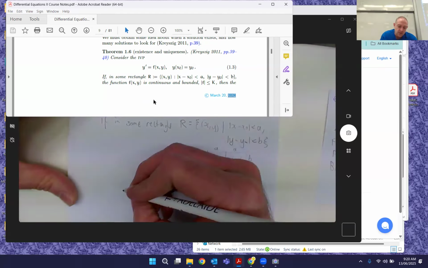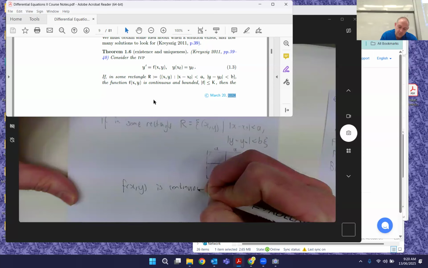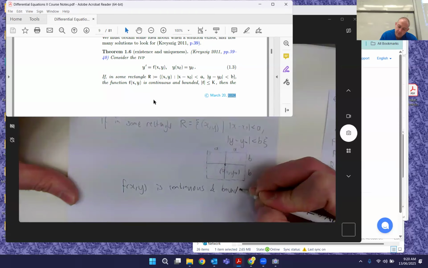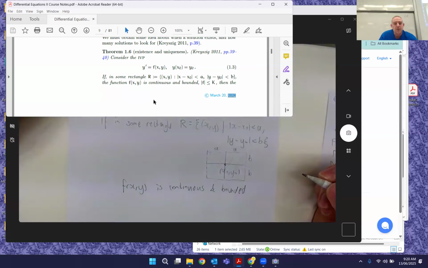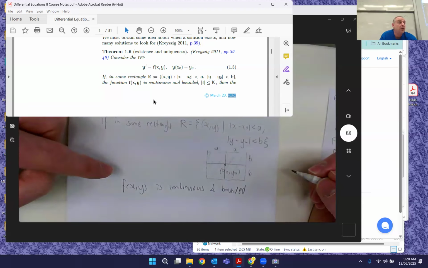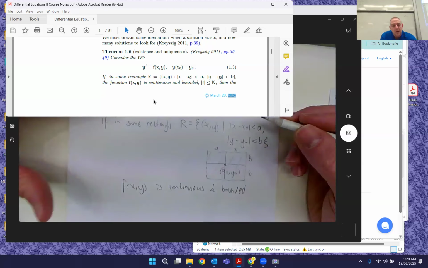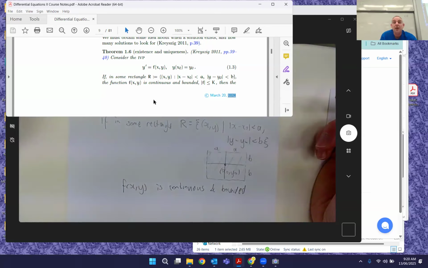The function f(x, y) is continuous and bounded. Okay, so that's a multivariable function there. So it has to be continuous in the multivariable sense, meaning that if you approach any particular point from any direction in the plane, the answer will always approach the same thing. That's more or less what continuous means. But most of the time in this course, you can just look at it and go, oh, well, the denominator is not zero, and that's fine. So yep, continuous and bounded.